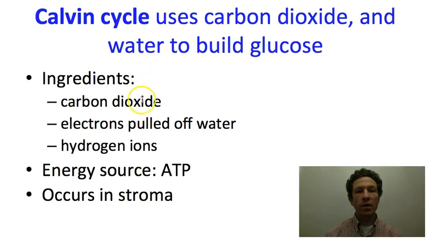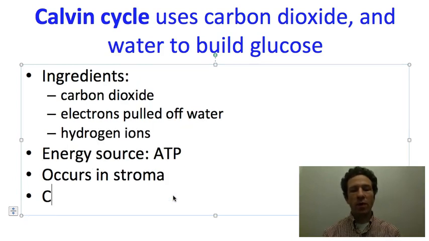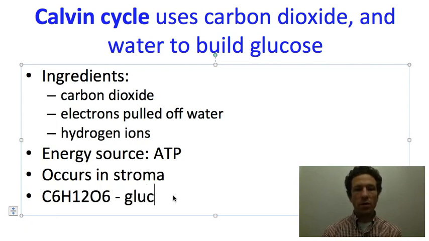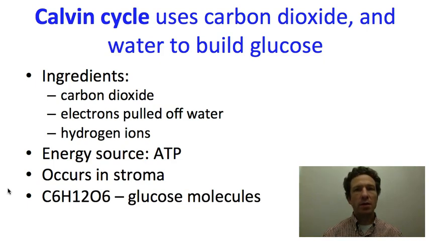And so together, we can take those carbon dioxides, put them together, add protons as well as electrons, and that will give us our C6H12O6. In other words, our glucose molecules. That completes our description of how glucose is made.